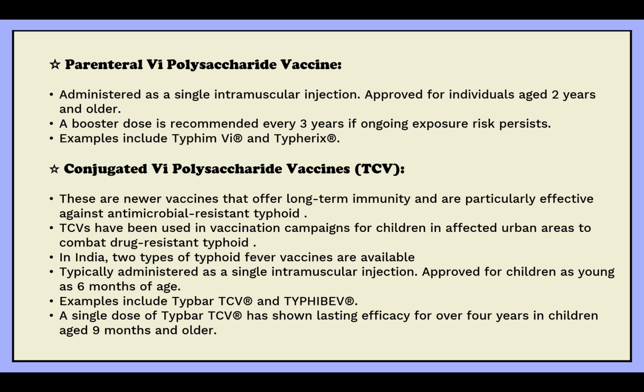resistant typhoid. They have been used in vaccination campaigns for children in affected urban areas to combat drug-resistant typhoid and are approved for children as young as 6 months. A single dose of Typbar-TCV has shown lasting efficacy for over 4 years in children aged 9 months and older.